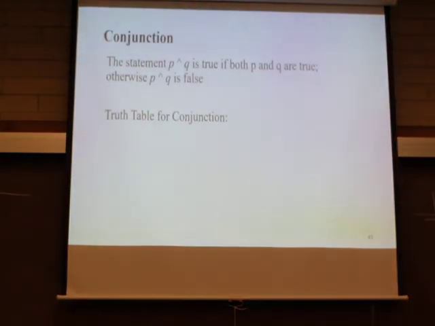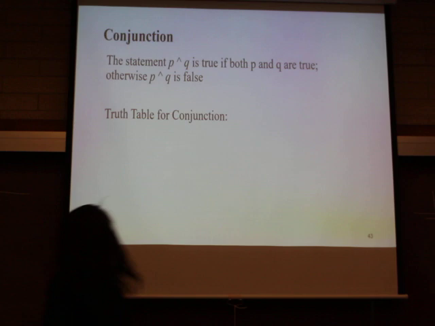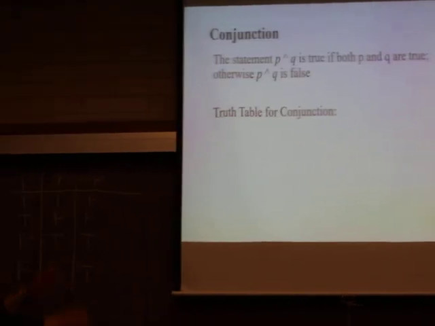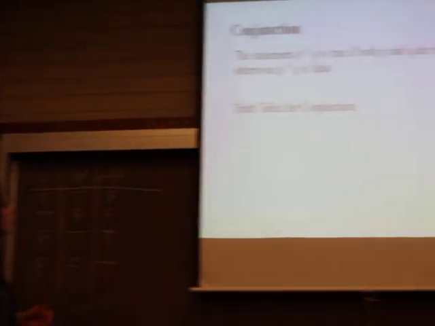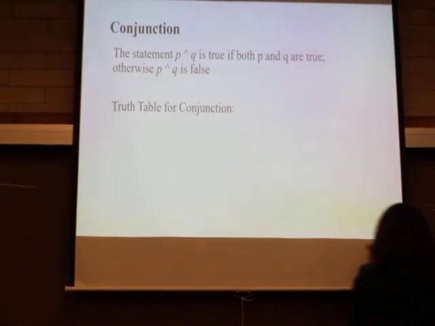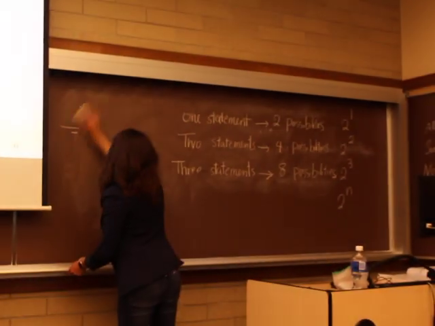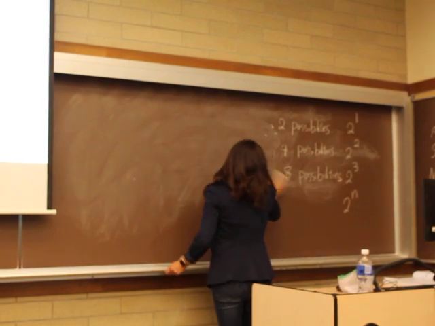What about and? Conjunction. P and Q. Truth table for conjunction. Okay. Well, I'm going to go back to that very, very important statement that we wrote on the blackboard. P and Q is true if both P and Q are true. Otherwise, P and Q is false. Okay? Well, I'm going to show you how I can use this statement to build up the truth table for P and Q.